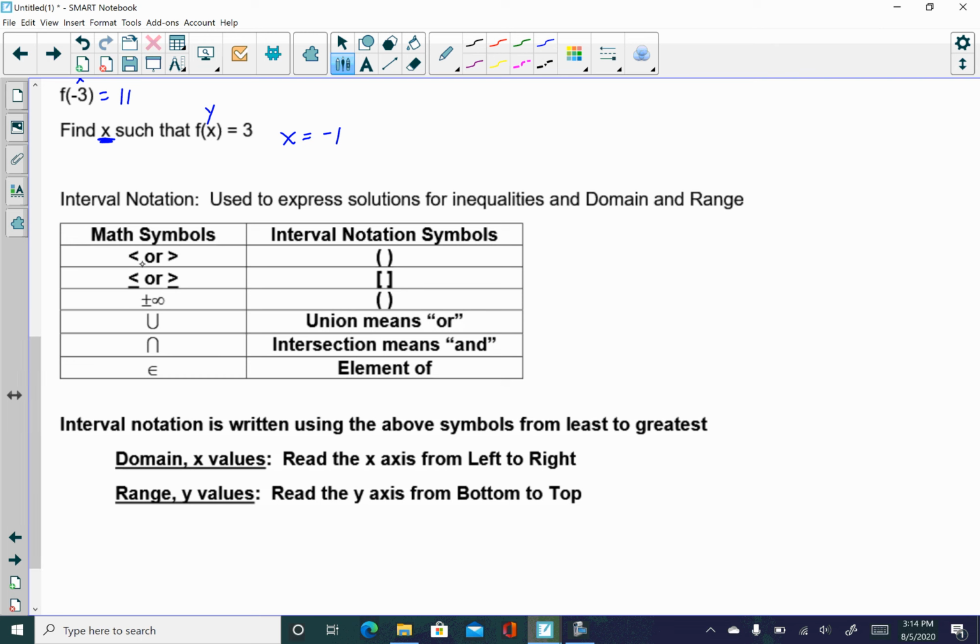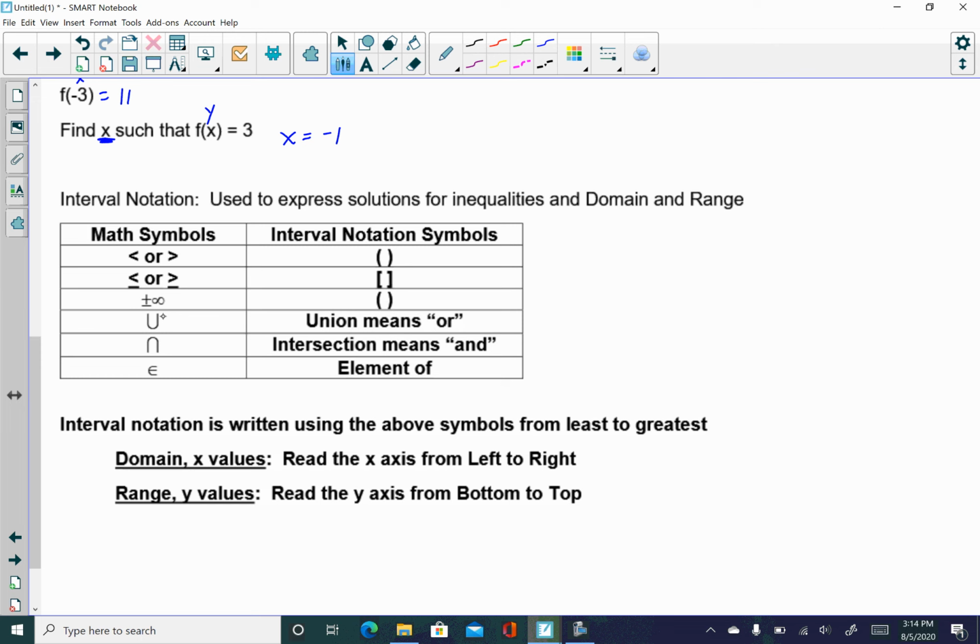The mathematical symbols less than and greater than always use parentheses for interval notation. Less than or equal to and greater than or equal to use hard brackets. Plus or minus infinity in interval notation will always get parentheses. You couldn't cut off infinity, so that's why you can't use a bracket. It has to always be a soft parenthesis.